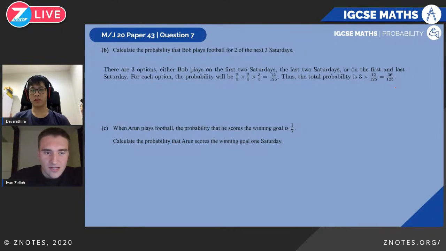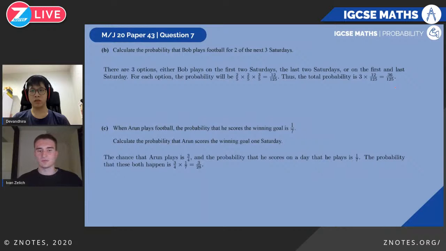Okay. Next question. When Arun plays football, the probability that he scores the winning goal is 1/7. Calculate the probability that Arun scores the winning goal one Saturday. So this one is kind of back to where we talked about events that are independent of each other. Arun playing football, the probability that he does is 3/4, from what we remember.